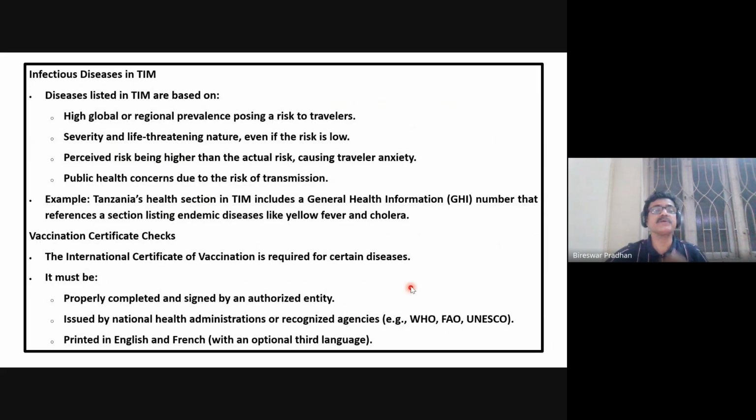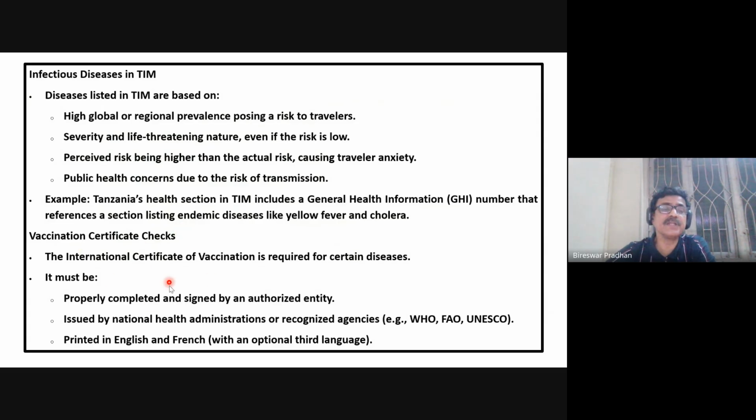Now, infectious diseases in TIMATIC. Diseases listed in TIMATIC are based on high global or regional prevalence, poisoning risks to travelers, and severity or life-threatening nature, even if the risk is low. Also, perceived risks may be higher than the actual risks, causing traveler anxiety. Public health concern due to the risks of transmission. Some countries' sections in TIMATIC include general health information. Remember the reference to the section listing endemic diseases like yellow fever and cholera.